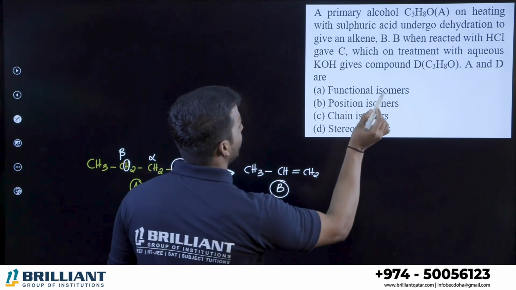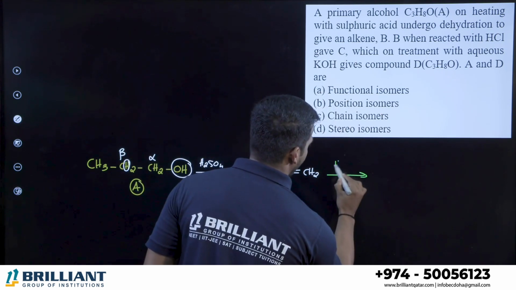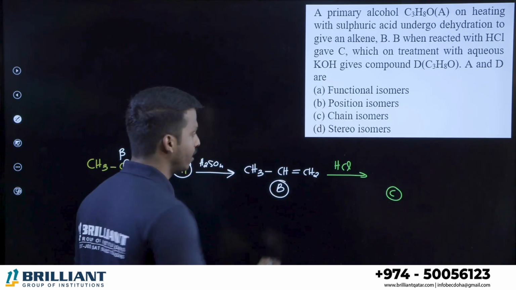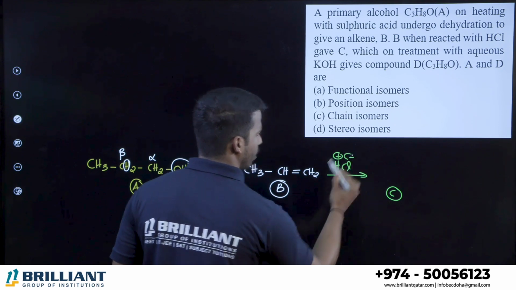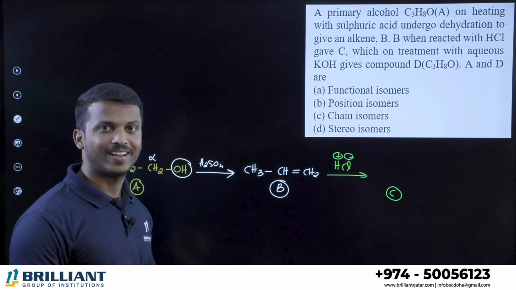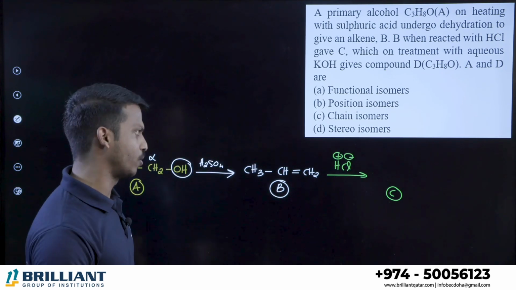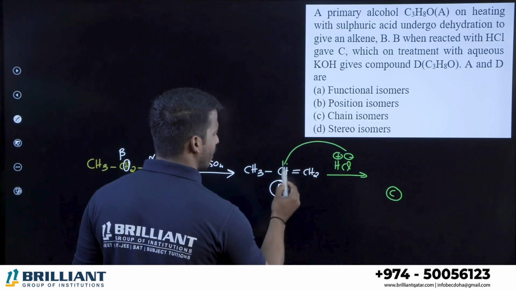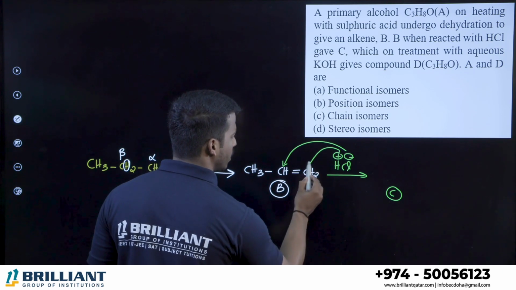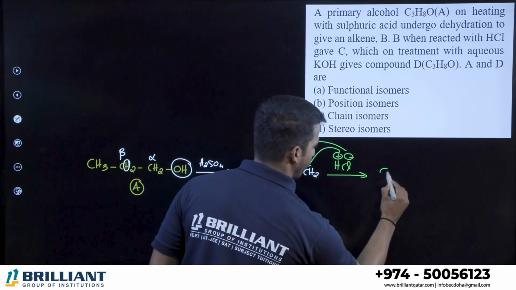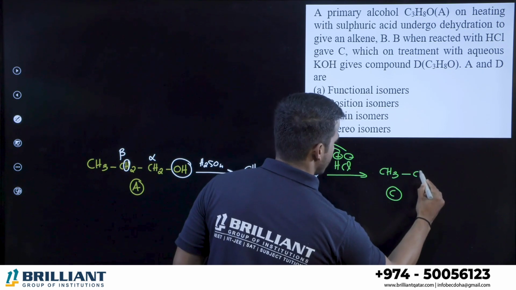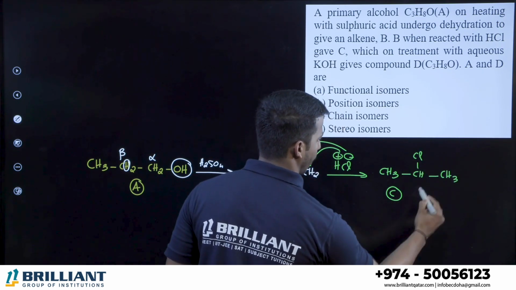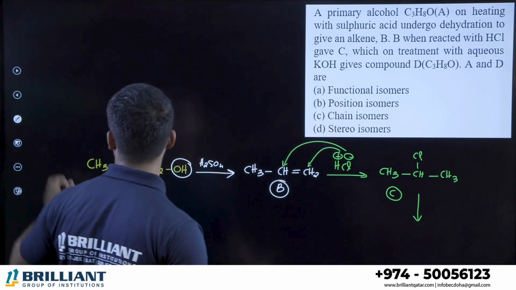Okay, not over. B when treated with HCl, you are getting a compound C. This is an alkene treated with HCl. Can we follow Markovnikov's rule? Yeah, there is no peroxide, right? We can follow Markovnikov's rule. What is Markovnikov's rule? The negative part goes to the carbon containing fewer hydrogens, the positive part to the carbon with more hydrogens. The product will be CH3CHClCH3. What is this compound? 2-chloropropane. Okay, the reaction is not over.